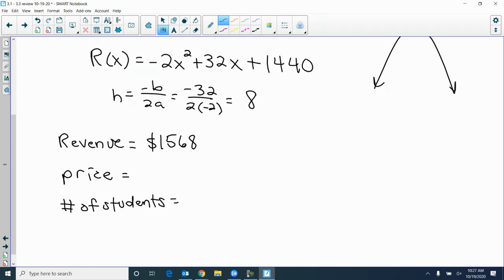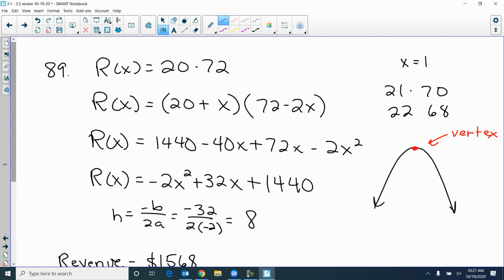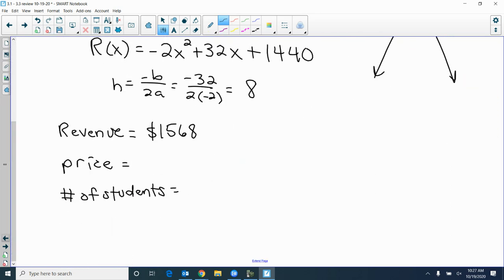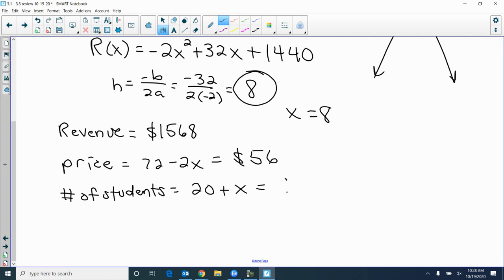Now, the price is represented by one of the two expressions we multiply together. This is still number of students times price. Number of students is represented by 20 plus X, and the price is represented by 72 minus 2X. We said the best case scenario occurs when X equals 8. So 2 times 8 is 16, and 72 minus 16 would be $56. 20 plus 8 gives me 28. So the number of students should be 28, the price should be 56, and the revenue should be 1568. So you have to be able to pick all that information out.